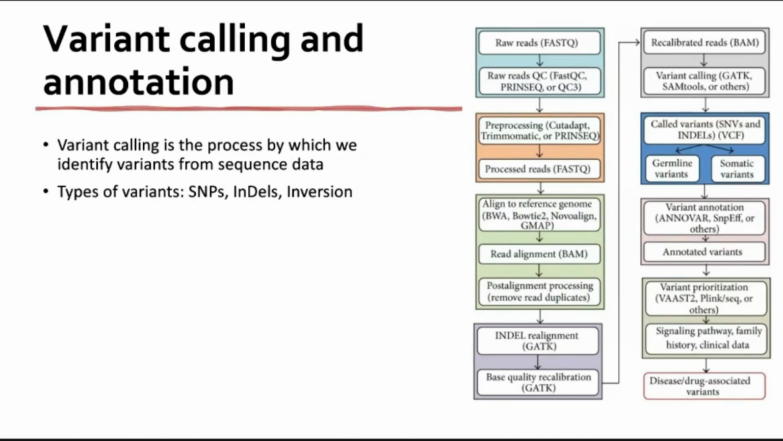Then we go for the identification of the variants. One of the best known tools here is GATK, and it does the realignment of indels. It basically identifies indels and SNPs. Do I need to define SNPs or indels or inversions?